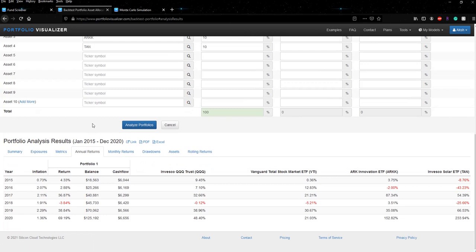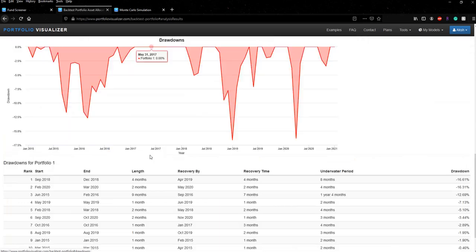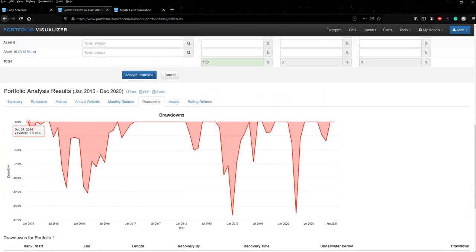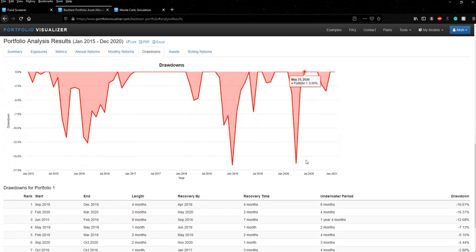You could look at the return in different years, the inflation in different years, to analyze how much return you would have realized in a particular year, and from different ETFs how much return you would have realized from a particular year. Then monthly returns, then drawdowns. This is the most important thing you want to look at when you're analyzing a portfolio or looking at it for yourself. And this is a simple one.